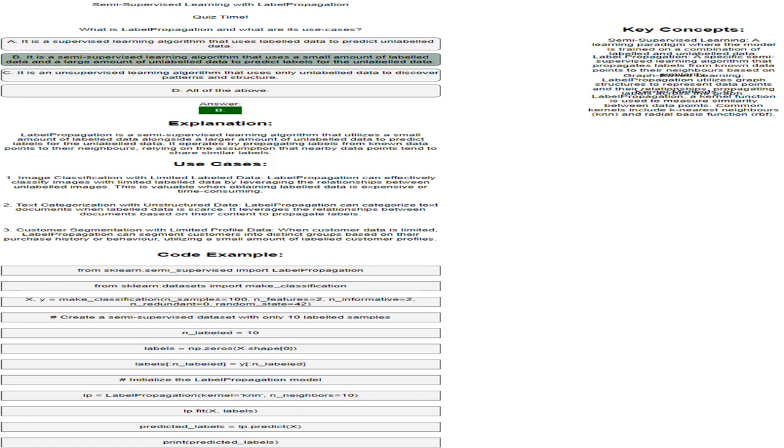B. It is a semi-supervised learning algorithm that uses a small amount of labeled data and a large amount of unlabeled data to predict labels for the unlabeled data. This statement is correct and accurately describes label propagation. It operates in a semi-supervised learning setting, utilizing a limited amount of labeled data along with a larger set of unlabeled data to predict labels for the unlabeled data.